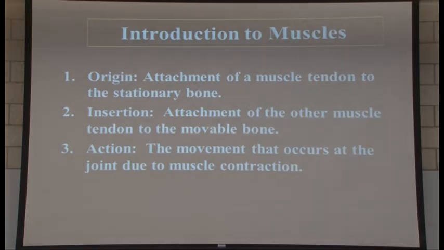So yesterday in lab, we began to think about the fact that muscles span between bones, and the muscle has a tendon on one bone and a tendon on the other bone. So we use the idea of an origin and an insertion to describe the tendons that attach to the bones. The origin is the bone that would be stationary during any contraction of the muscle. The insertion is the attachment of the other end of the muscle by a tendon to the bone that's actually going to move. And the action is the action that occurs at the insertion. So the three all go together.